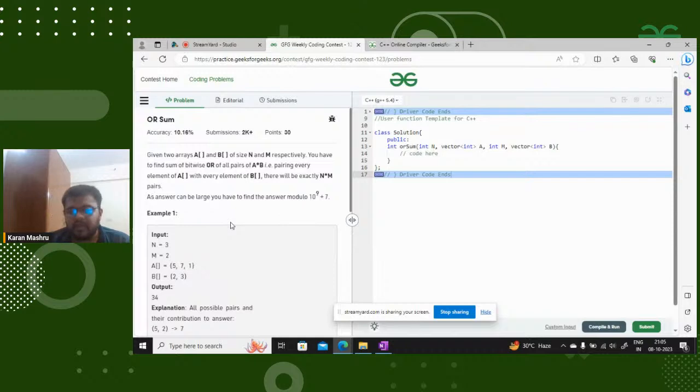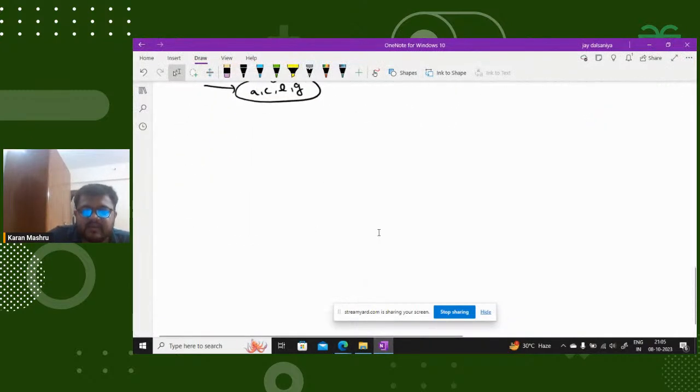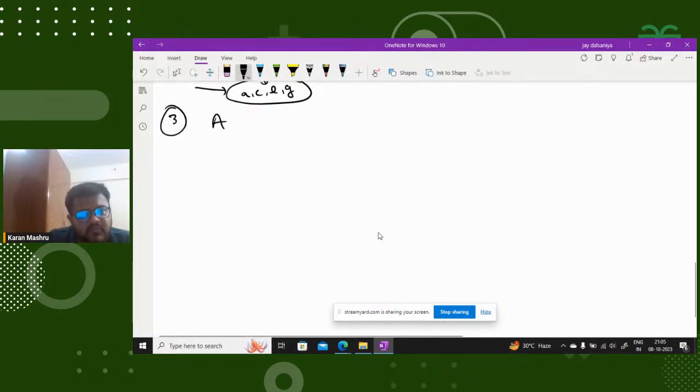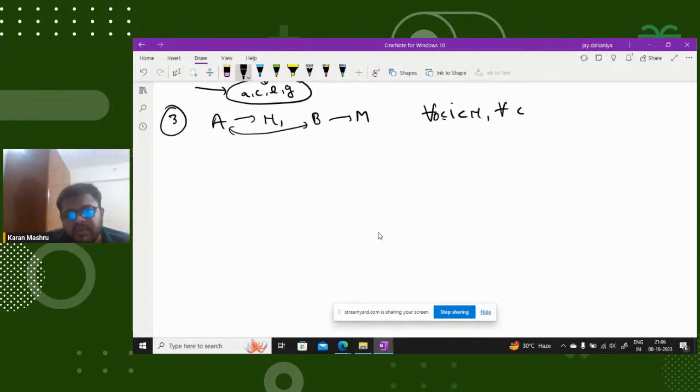Okay. So basically, what they are saying is that we have been given an array A which has n elements, and we have another array B which has m elements. So you need to make a pair between each and every element of A and each and every element of B. Basically, for all i between 0 and less than n, and for all j between 0 and m, I need to calculate A of i OR B of j. So I need to do bitwise OR between them, and I need to add it to my answer.